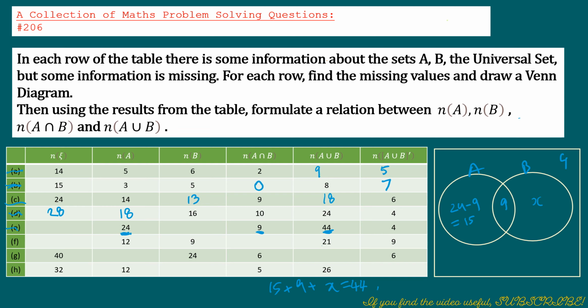And x would be 44 minus 15 plus 9 is 24, that is 0, 20, 60. I suppose 20, so we'd have this as 20. So n(B) would be 29, and therefore the universal set would of course be 44 plus 4, that's 48.